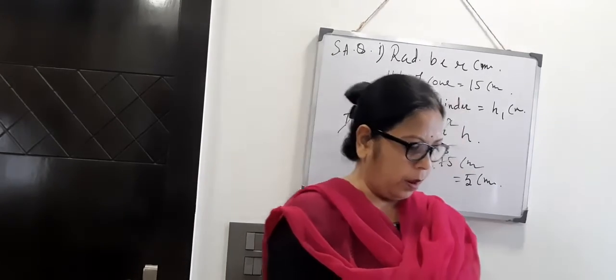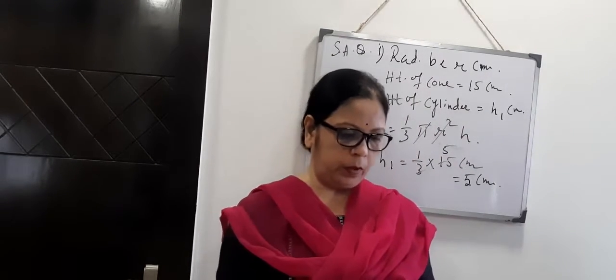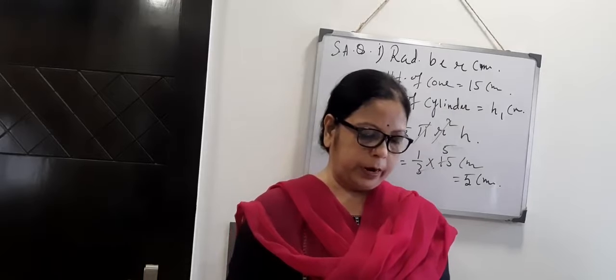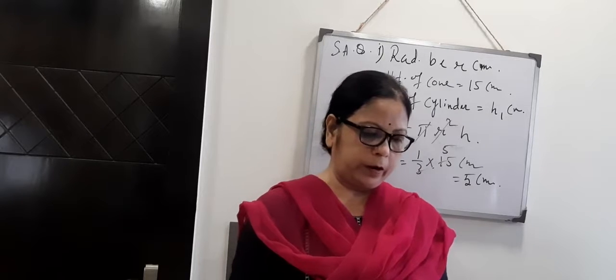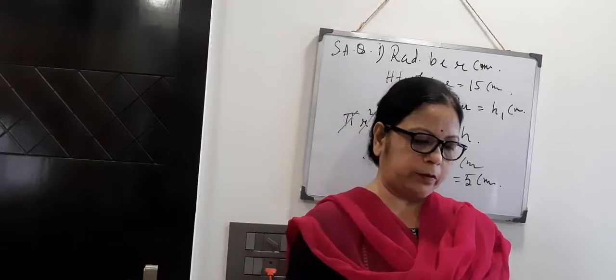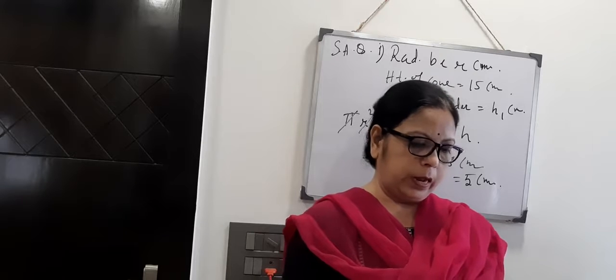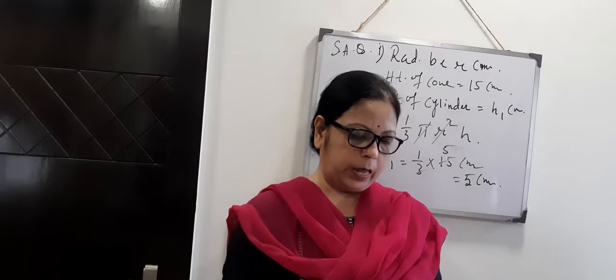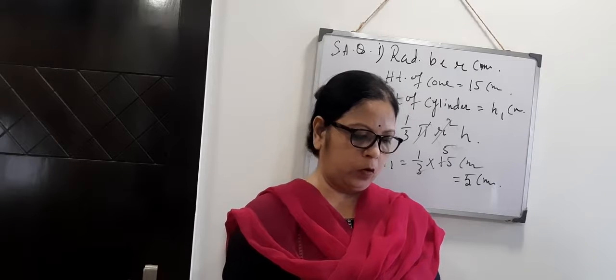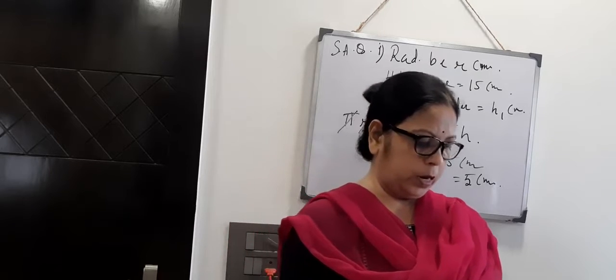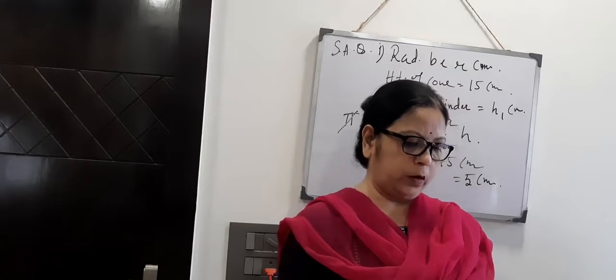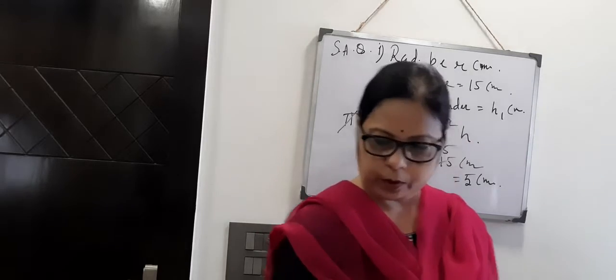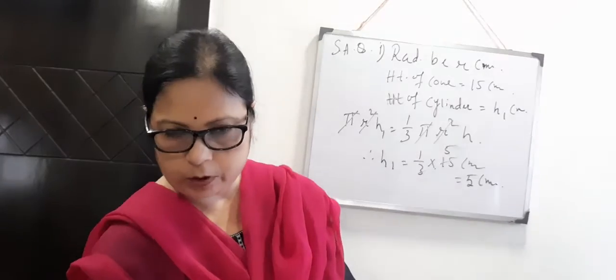Now next one, number 2. The radii and volumes of solid right circular cone and the solid sphere are equal. Then calculate the ratio of the diameter of the sphere and the height of the cone. Okay, radii and volumes of solid right circular cone and sphere are equal.